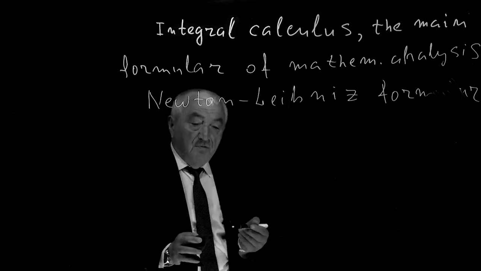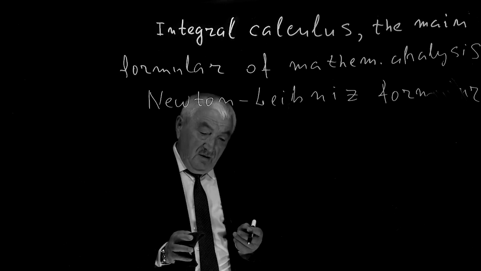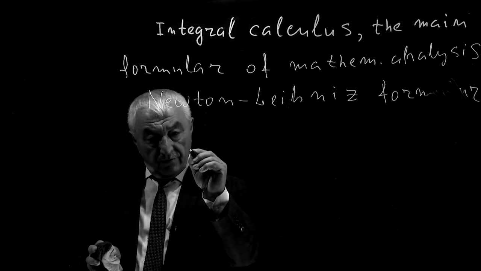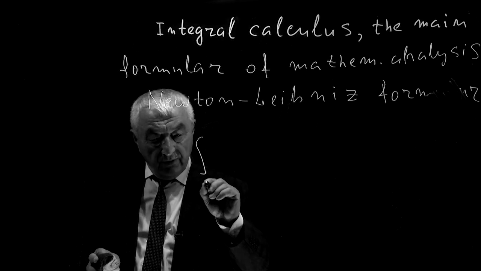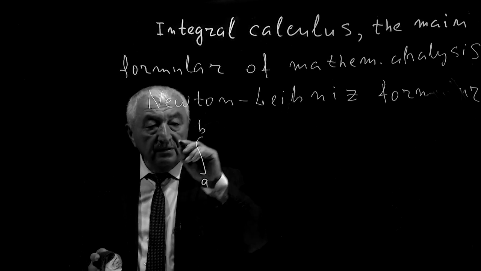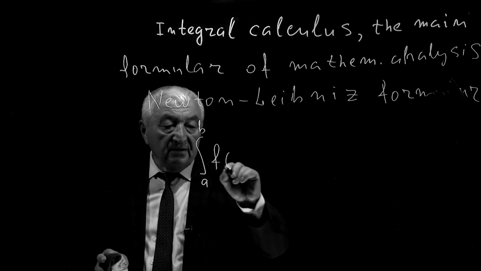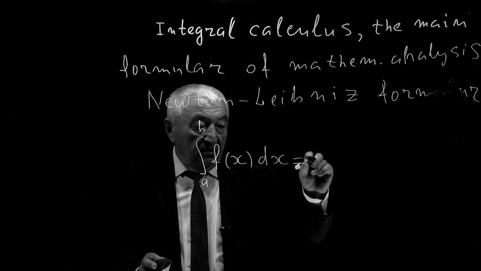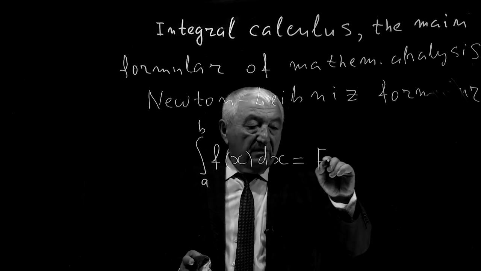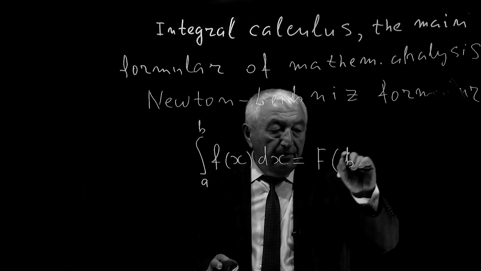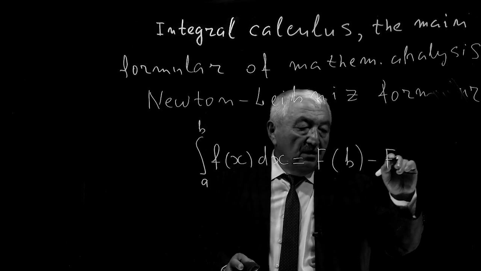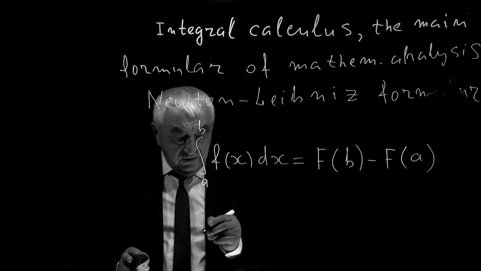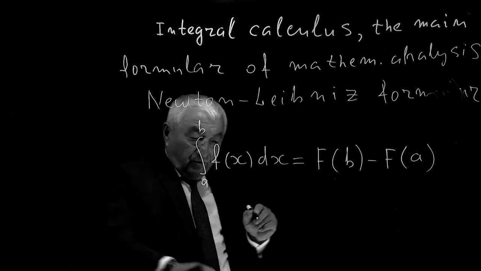The main formula of mathematical analysis has a form: integral from a to b, f of x dx is equal to the value of the integral function at b minus the value of the integral function at a, F(a). What does this function mean?